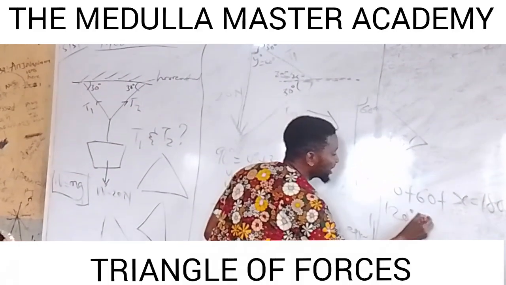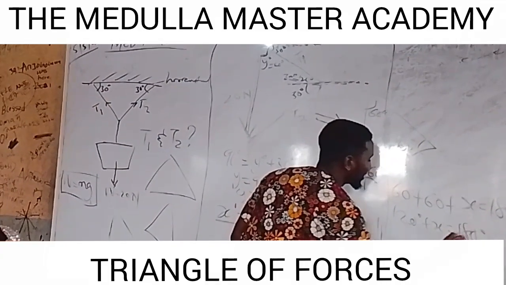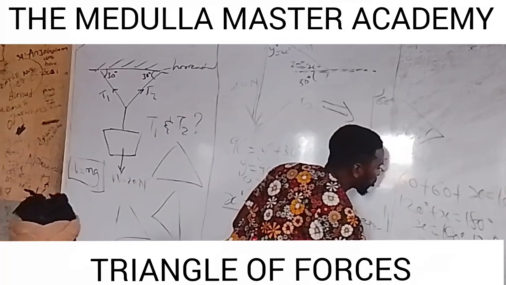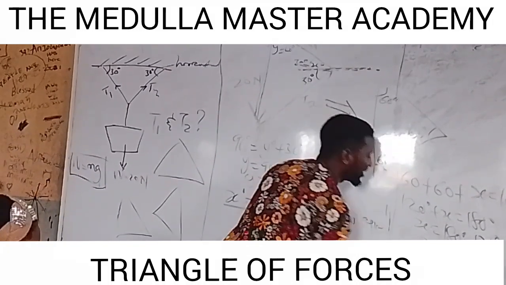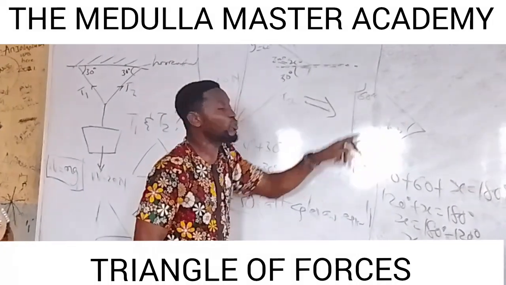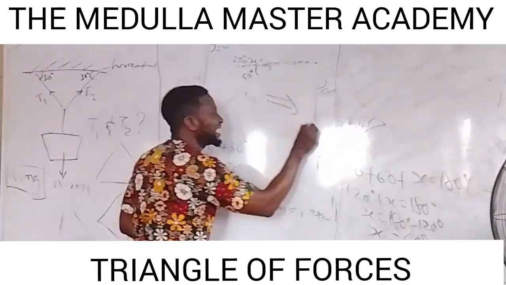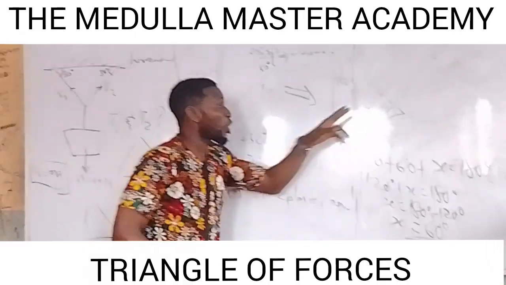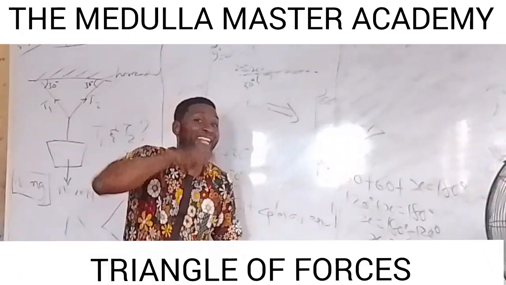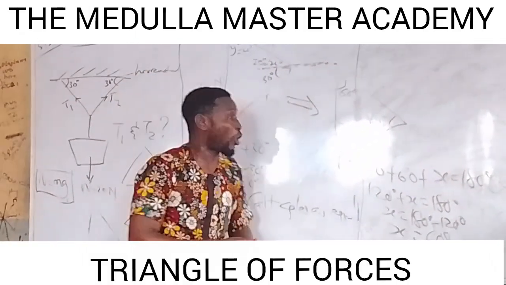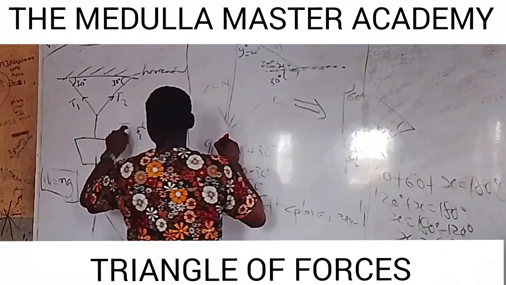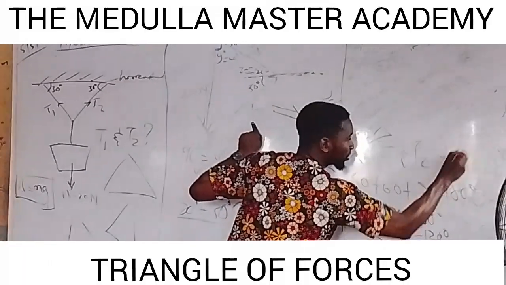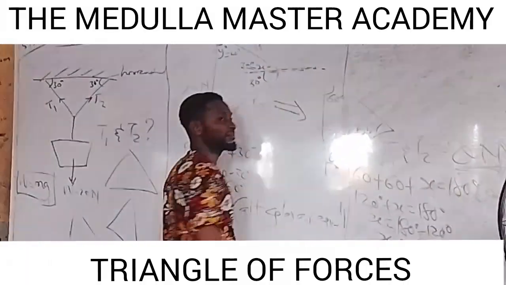So 120 degrees plus x is equal to 180 degrees, so x will be 180 degrees minus 120 degrees. So x is equal to 60 degrees. Since all angles are equal, that tells me that this triangle is an equilateral triangle that has all angles equal and also all sides equal. Therefore, my T1 and T2 will be equal to 20 newtons.